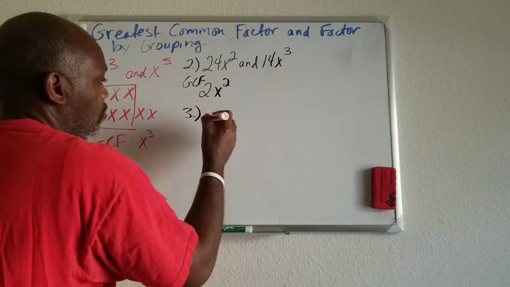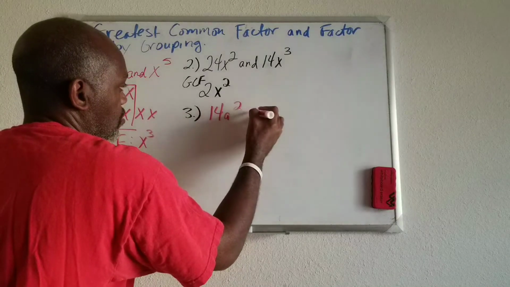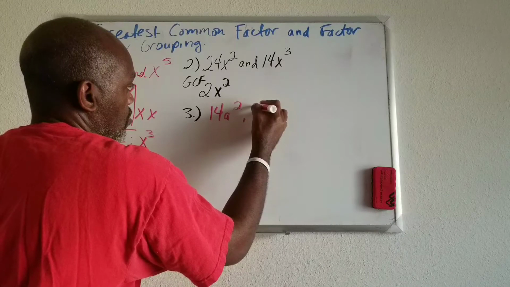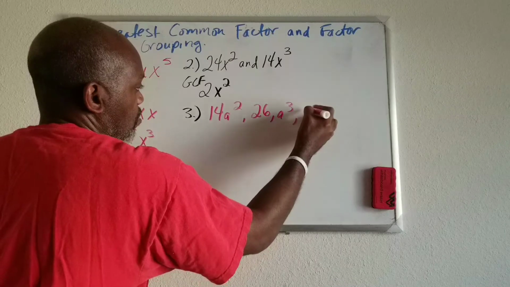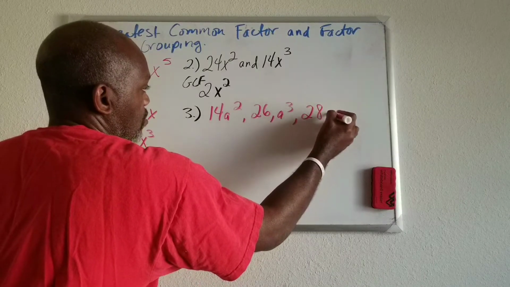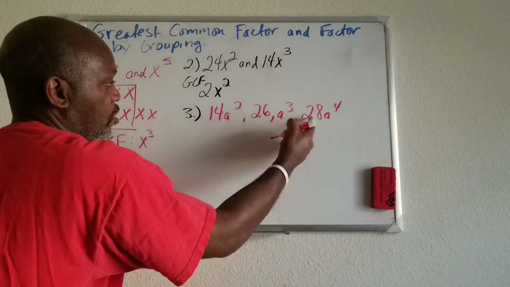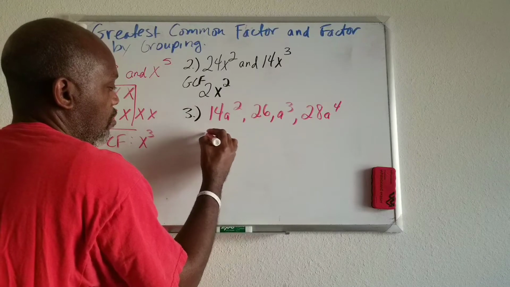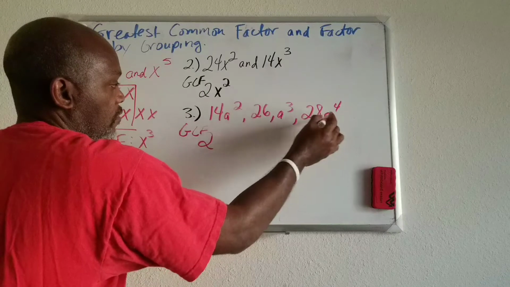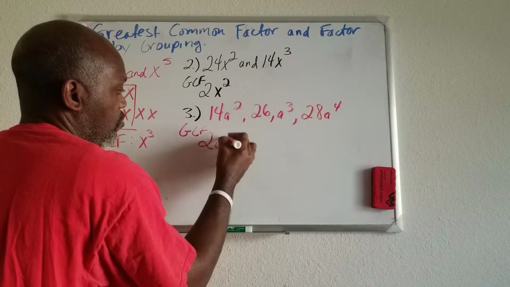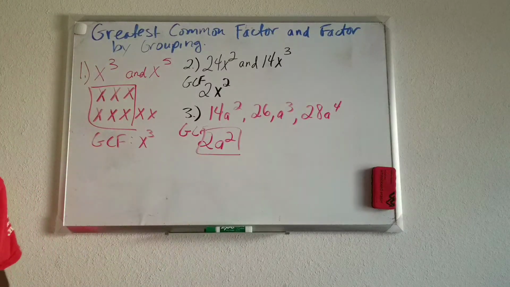Let's say that there were 3 terms. All right, so we have to look and see what's the greatest common factor of the coefficients, which would be 2. And then the greatest common factor of the variables, which would also be a to the second. So this would be your greatest common factor, 2a to the second power.